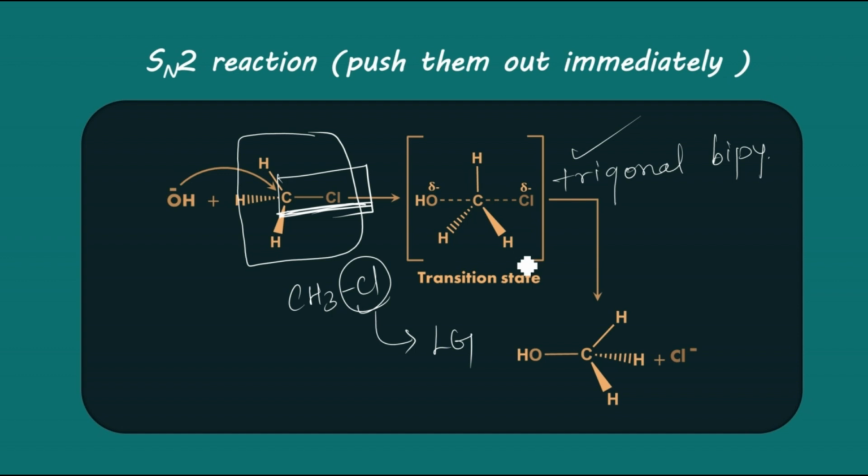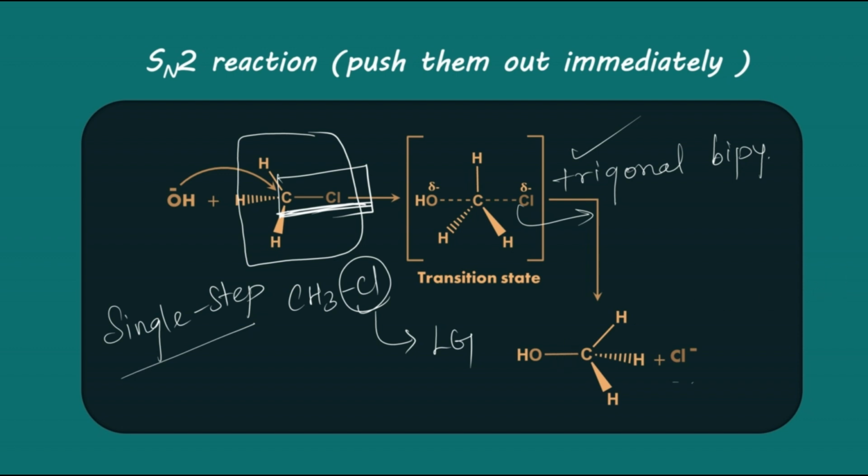Now the leaving group leaves. The Cl leaves the compound, and OH settles there. So this is a single-step mechanism. It happens throughout as a single step, so which step will be determining the rate?